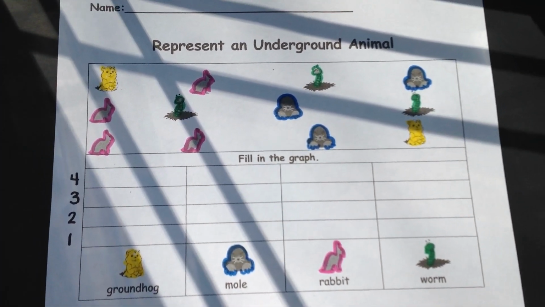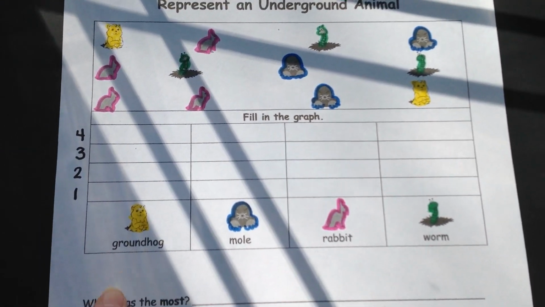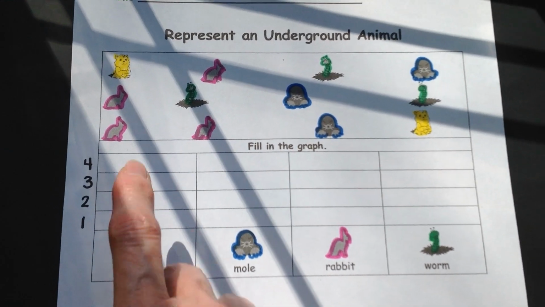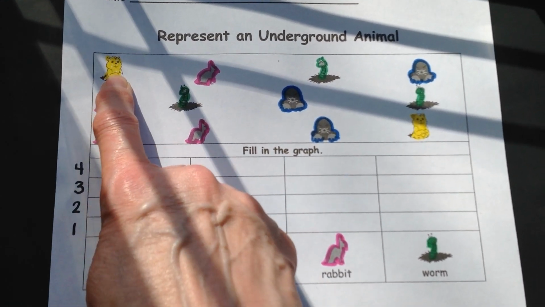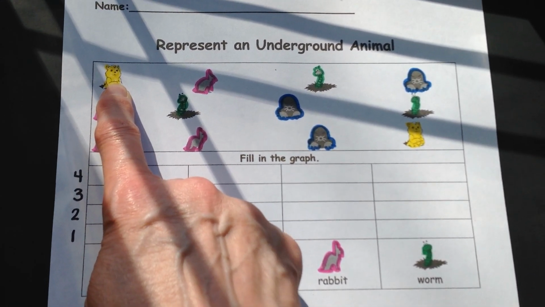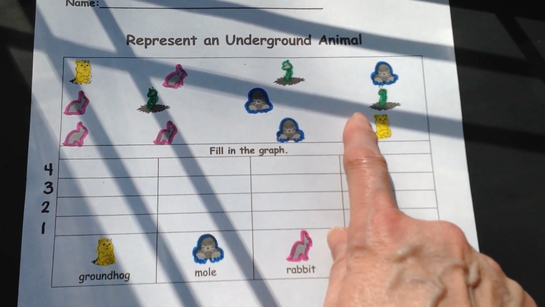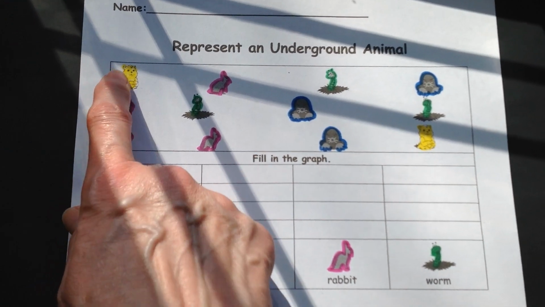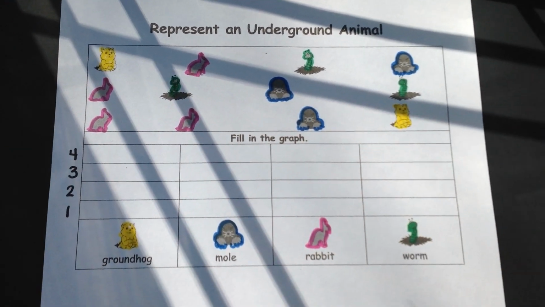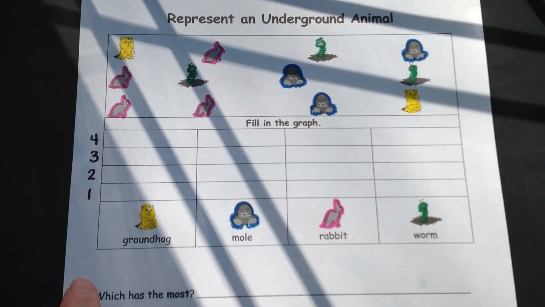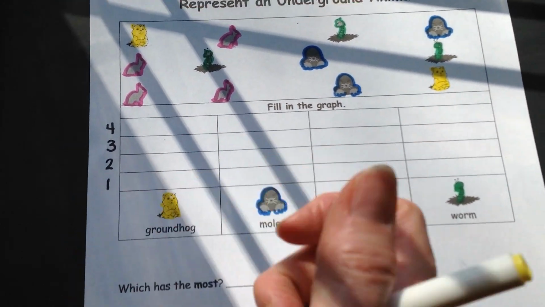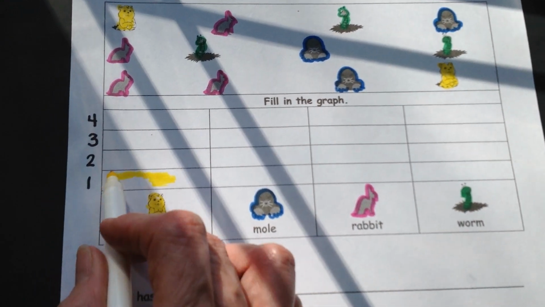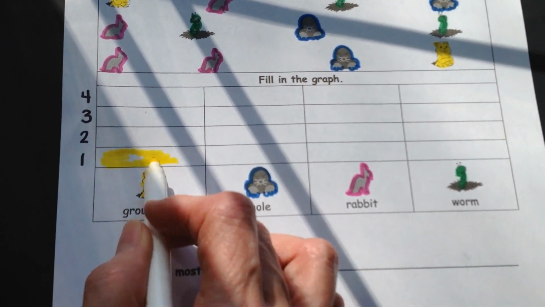Very good. Did you see the groundhogs? They're yellow, just like the picture in my graph. Let's count my yellow groundhogs. 1. And where's the other groundhog? You got it. 2. So we have 2 groundhogs. 1, 2. So how many boxes are we going to color in on our graph? That's right. We're going to color in 2 boxes because we have 2 groundhogs.